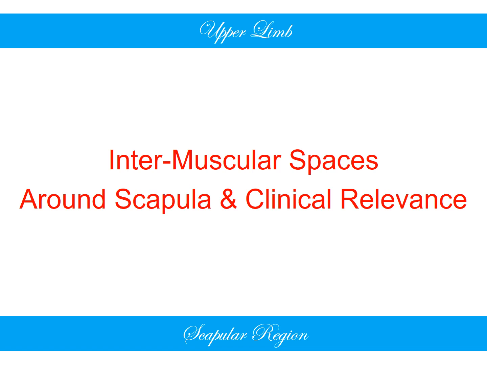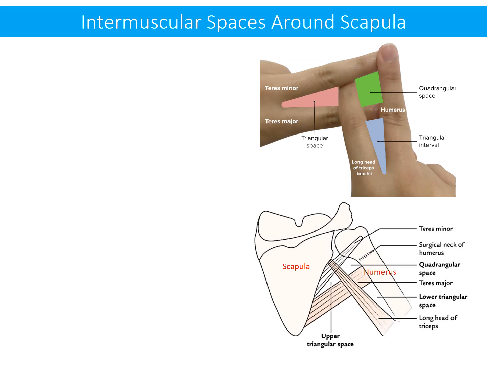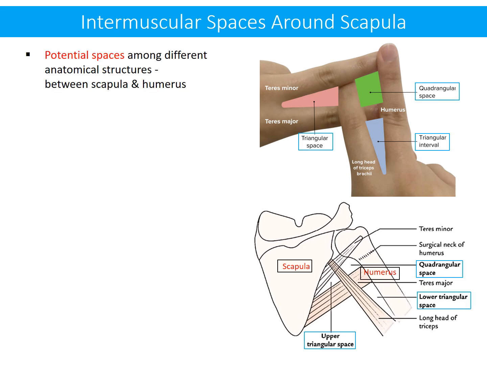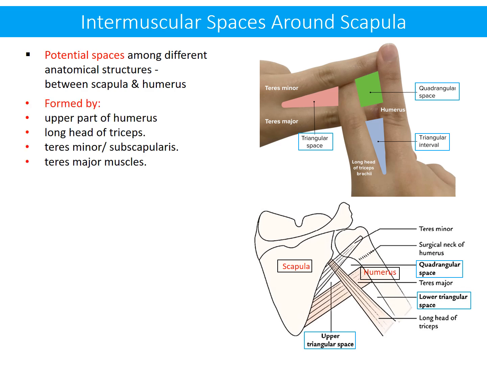The present topic of discussion is intermuscular spaces around the scapula and their clinical relevance. Intermuscular spaces around the scapula are the potential spaces among different anatomical structures, and these spaces lie between the scapula and the upper part of the humerus.